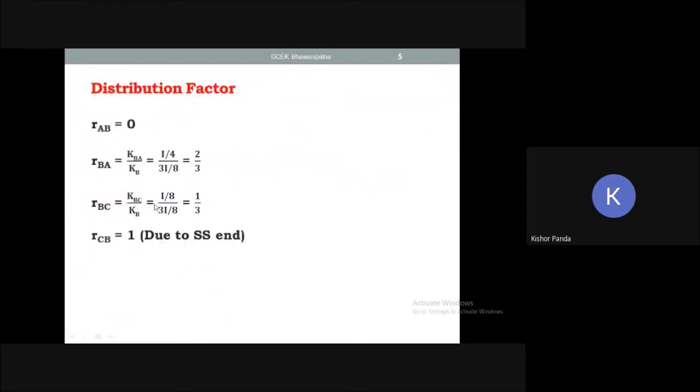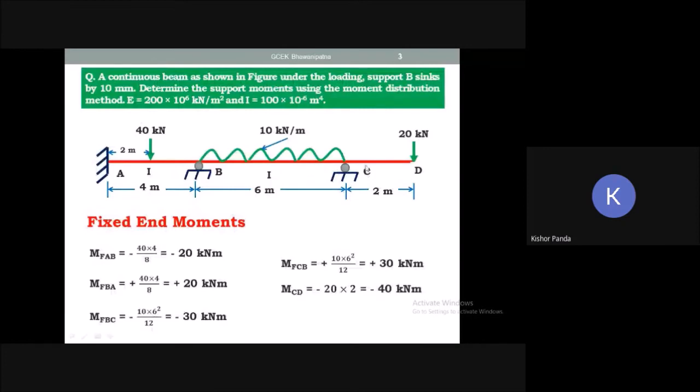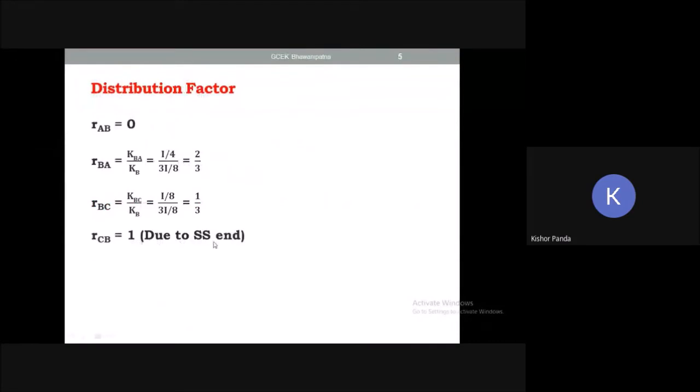KBC by KB is equal to I by 8 divided by 3I by 8. This is equal to 1 by 3. Then RCB. RCB is equal to 1. If the end is simply supported, then you have to take the distribution factor equal to 1. RCB is equal to 1 due to the simply supported end.